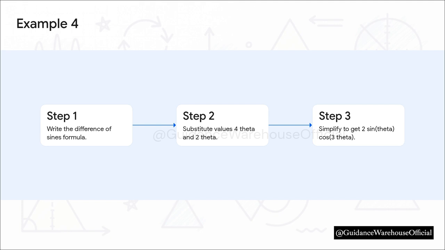Next, we substitute our values, making alpha 4 theta and beta 2 theta. Finally, let's just simplify the fractions in the parentheses. So 4 theta minus 2 theta divided by 2, that just becomes a single theta. And 4 theta plus 2 theta divided by 2 becomes 3 theta. That makes our final answer exactly 2 sine theta cosine 3 theta. We literally just compressed a clunky subtraction problem into a super neat multiplication.